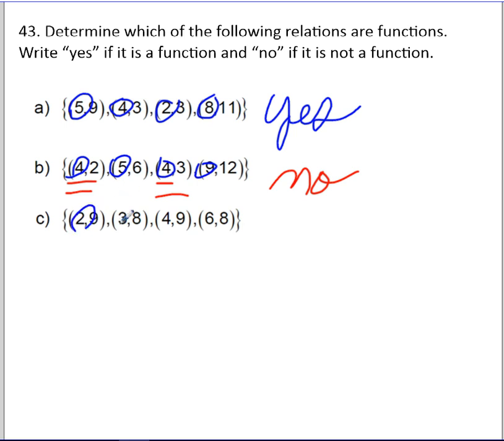We can't have an x value paired with different y values. And then for our third one, we have 2, 3, 4, 6. So that one's trying to trick you by changing up the y values, which we're allowed to have repeating y values, just not x values. So this is still a function, yes.